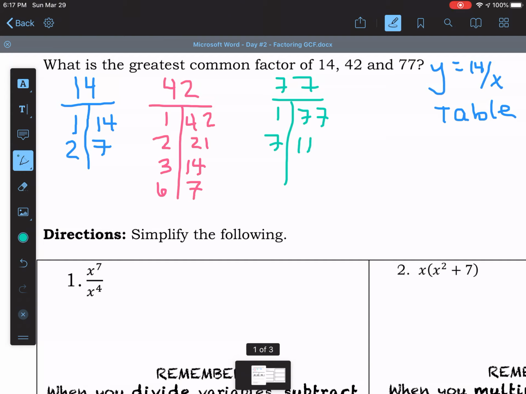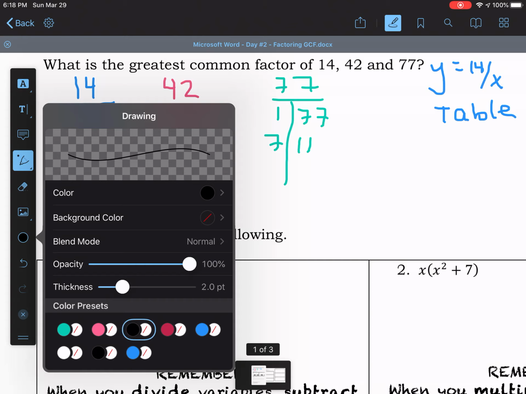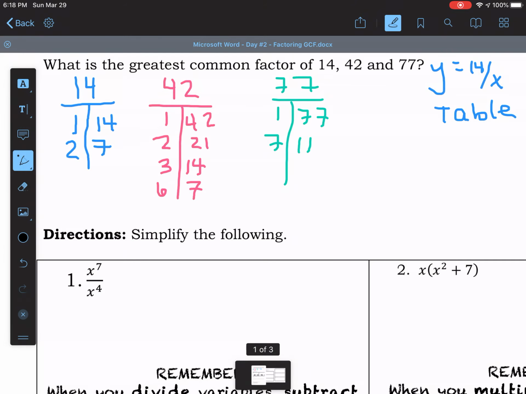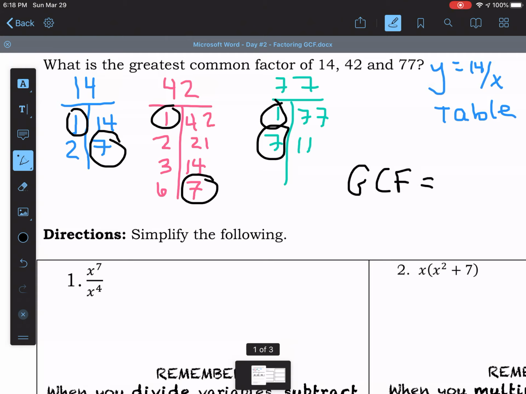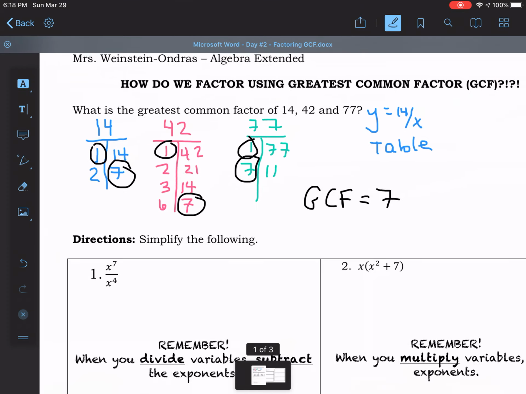Okay, so right now, if we look at our three lists, let's identify what numbers our lists have in common. So, one second. Okay, all the lists have 1, and all of the lists have 7. So for the greatest common factor, you're just basically picking between 1 and 7, which one is bigger. 7 is the bigger number, so our GCF is equal to 7. All right, so that's just going over what the previous lesson was on.